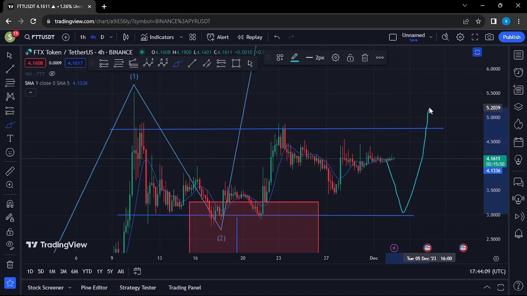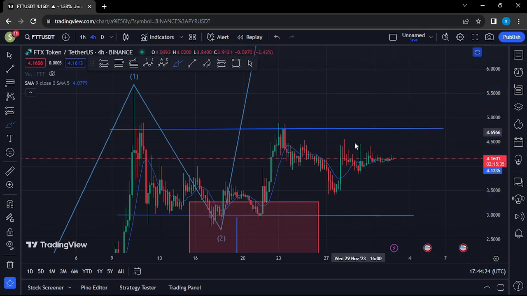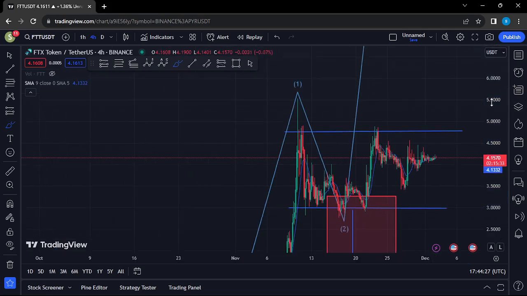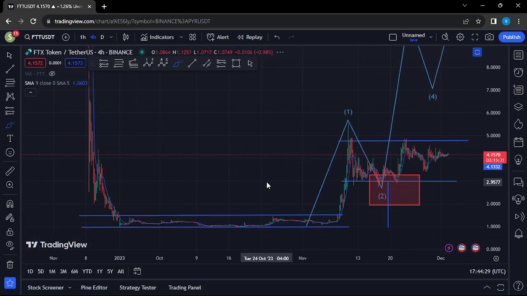And the next significant area of resistance that we need to see a break above lies at around the $4.95 mark, and a break above that with a successful retest, then I will be expecting FTT to give us a break above the $6 mark and finally get above the $10 mark in the next coming hours. FTT has also continued to obey the Elliott wave structures.